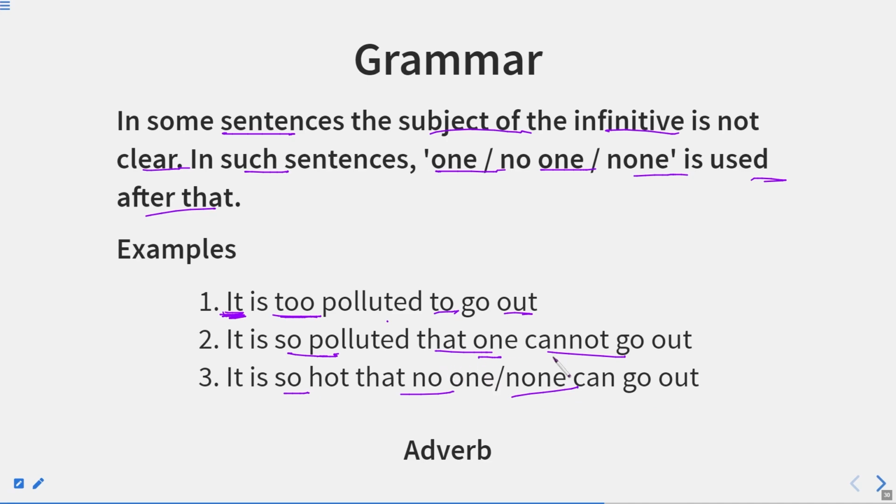So we can either use one cannot, or we can also use no one or none can. No one and none will definitely make the sentence negative. That is why we are using can. And if we are using one, we are using cannot, because cannot will negate the sentence. Whenever we use so that structure, we use an additional adverb, that is not, or a negation adverb. But none and no one are obviously negative words themselves. Therefore, we are not using not again with them. Otherwise, that will make the sentence senseless. No one cannot will be meaningless.